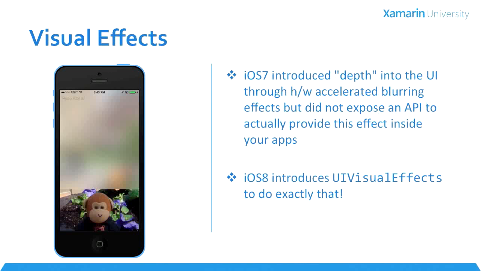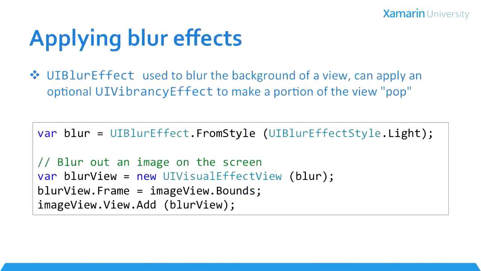And we do this through the new UI Visual Effects class. Now the primary one is the blur effect, and it has a few styles. We can do extra light, light, and dark, and this controls how the obscured view is colored. Now to add it into a view, we create the blur effect and then add it into the scene through the new UI Visual Effect view. And we set that frame appropriately, and then anything under the view will then be blurred out.